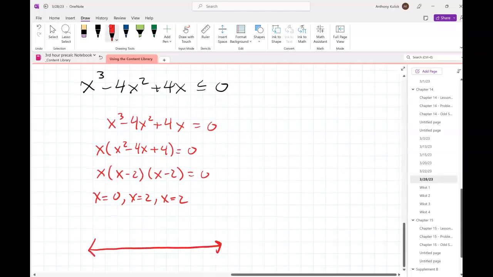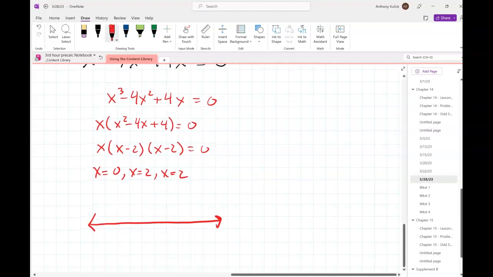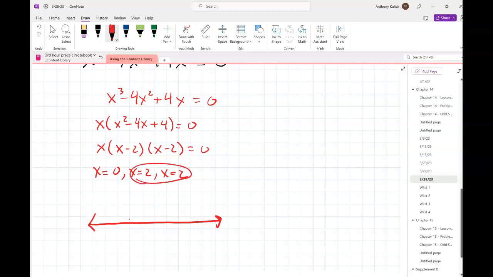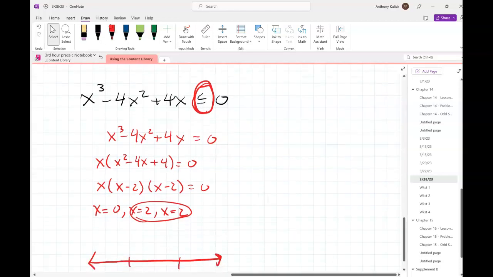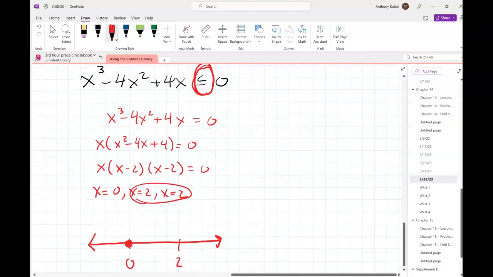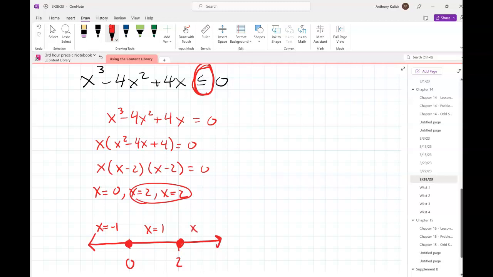We'll draw our sign diagram. How many points do I have on here? Just 2, right? Because notice -2 is the same. So I'll just do that. Should I use an open circle or a closed circle here? Closed, very good, because it's okay if it equals 0, right? Do you guys notice that? Because it's a less than or equal to. So I'll pick a value for x that's less than 0, pick a value of x between 0 and 2, and pick a value of x that is bigger than 2.